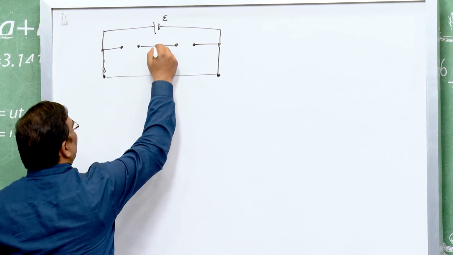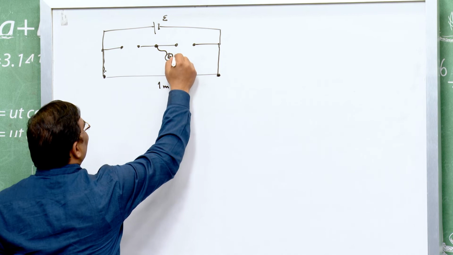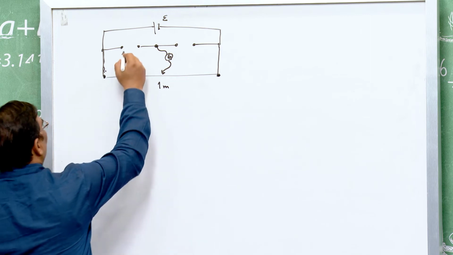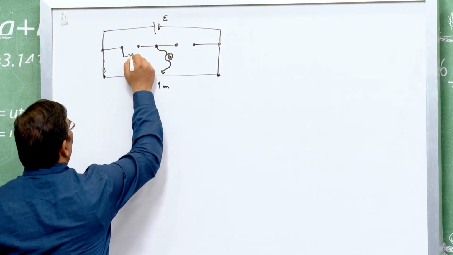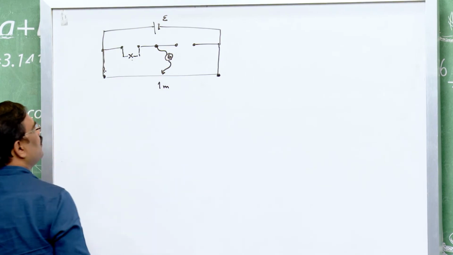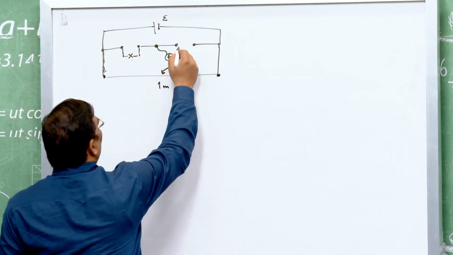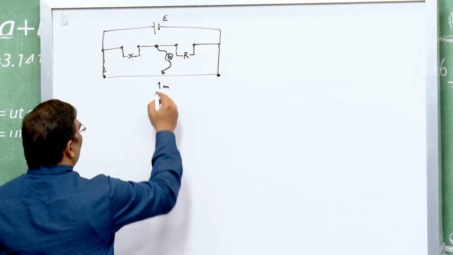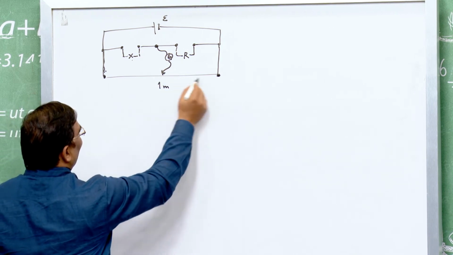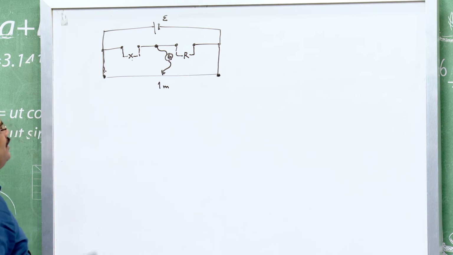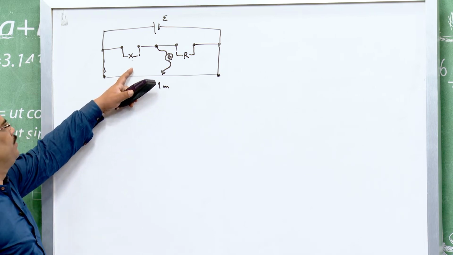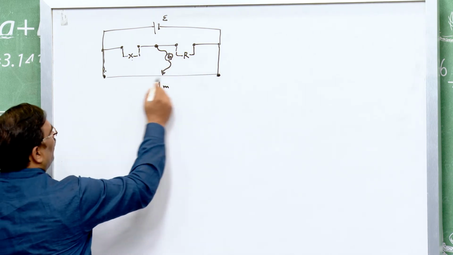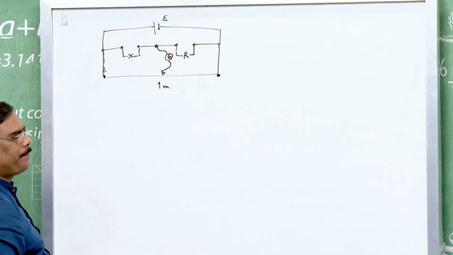Now, from the middle point, I have connected a galvanometer with a jockey. Let there be an unknown resistance X connected across this gap and a known resistance, suppose R, across this gap. Now, if the jockey is slid over this wire, since the wire is of length 1 meter, this is a Wheatstone's bridge, basically a Wheatstone's bridge PQRS. If the wire is of length 1 meter, then it is known as a meter bridge.